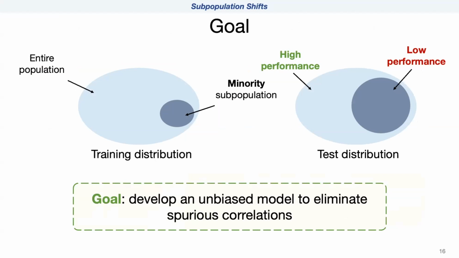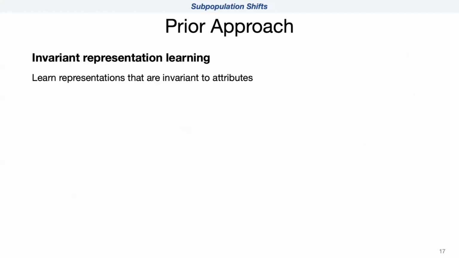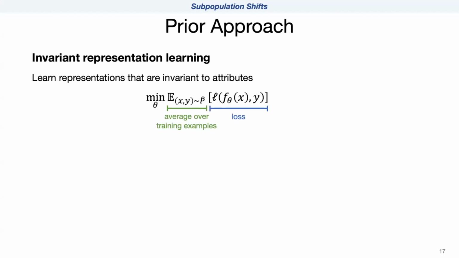To resolve this issue, our goal here is to build unbiased machine learning models that cancel out these kinds of spurious correlations. The prior approach achieves this by doing invariant representation learning, which aims to learn representations that are invariant to the attribute. Basically, let's say this is an objective function for the supervised learning loss, where we calculate the loss between the predicted values and the labels, and then average it over all training examples. These kinds of approaches directly introduce regularizations to cancel out such spurious attributes.